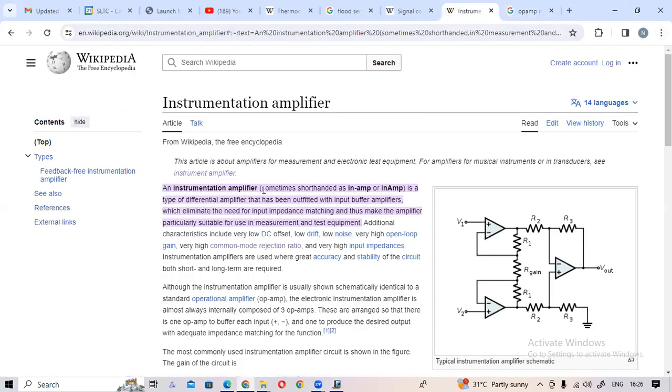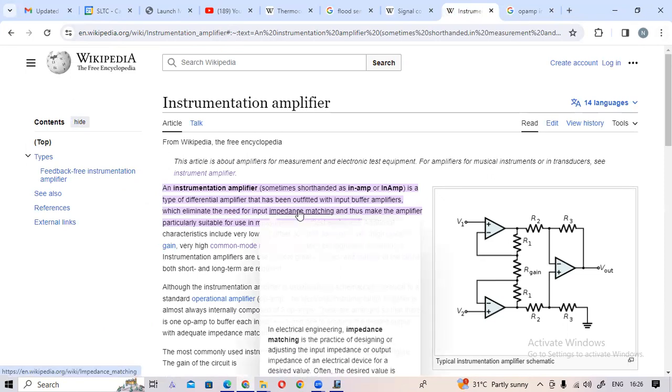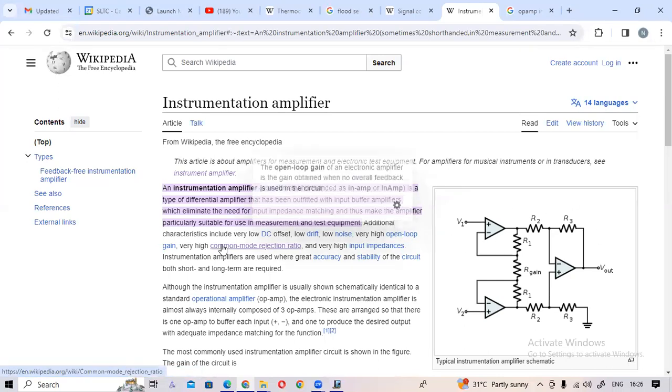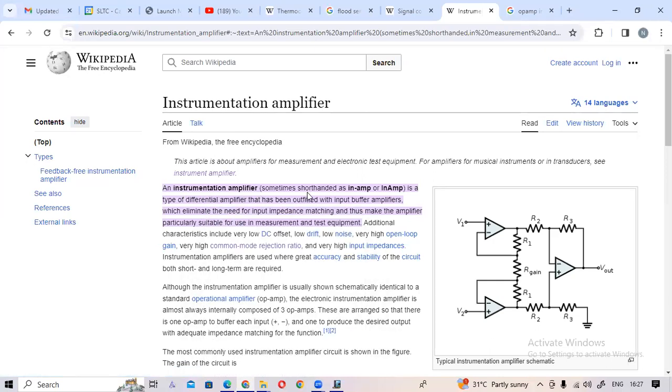So instrumentation amplifiers, it is said, are made from differential amplifiers. An amplifier can also be made using transistors, not op amps. If you are using op amps, it will be a type of differential amplifier. But a transistor is not like that. It amplifies the signal. When the signal is inserted, it is amplified.